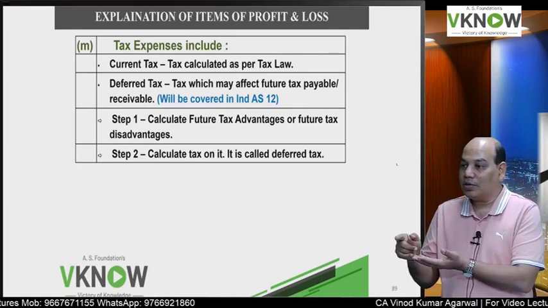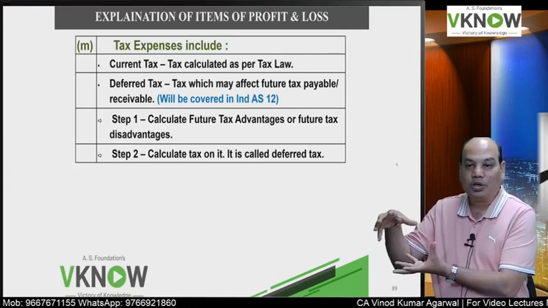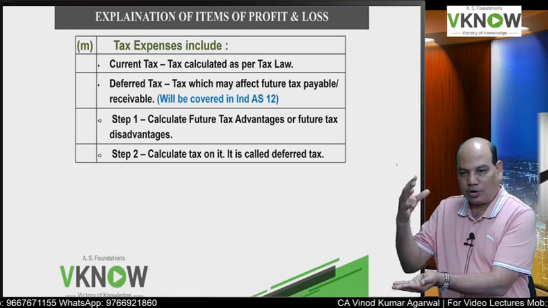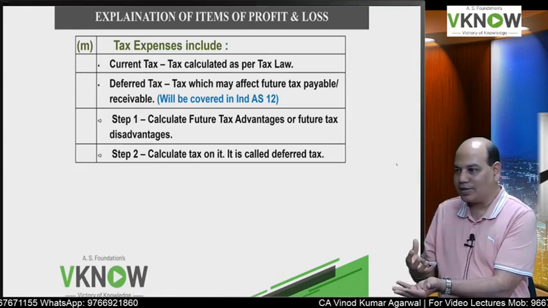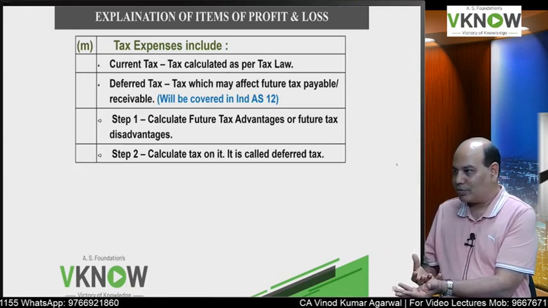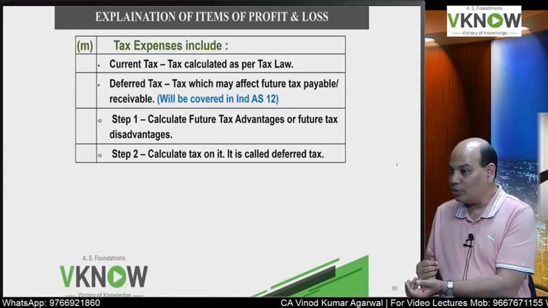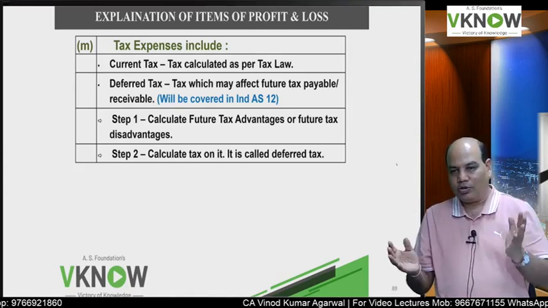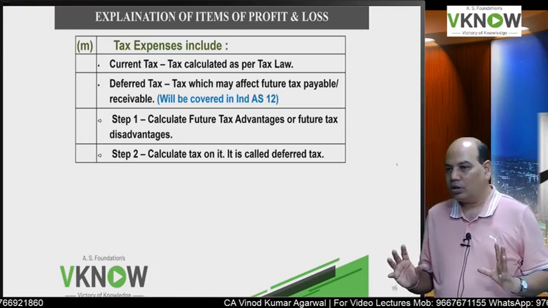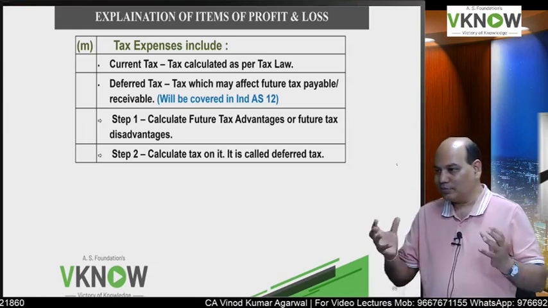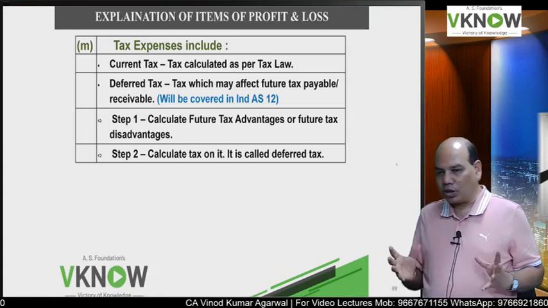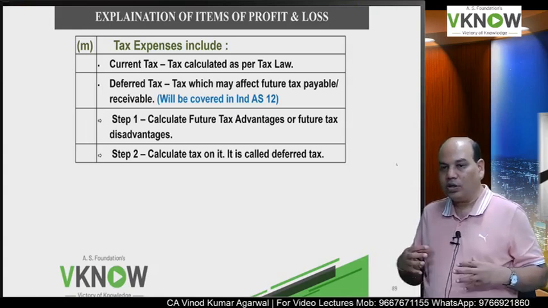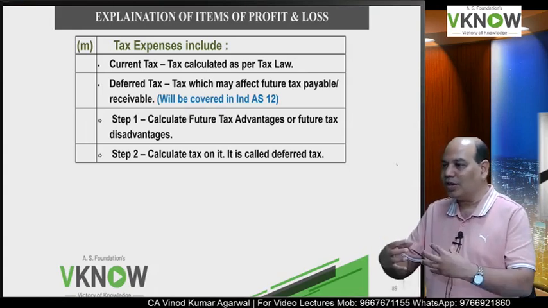Next year when you will sell, you have to pay more tax because your book value, your value for income tax is still the same. So next year your tax liability will be more, PAT will be lower. So 1 year high PAT, second year low PAT. So deferred tax is a shock absorber. Deferred tax is a profit smoothing exercise.